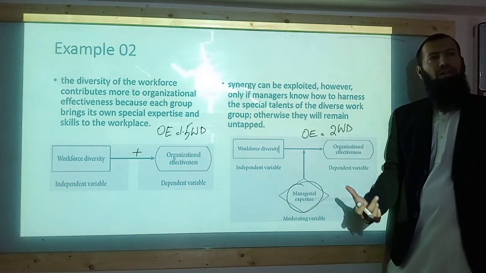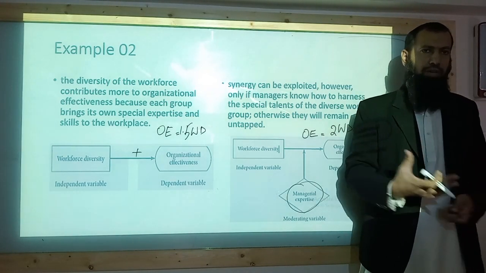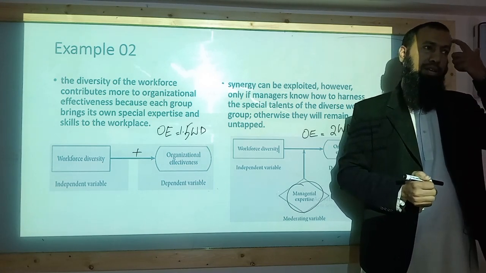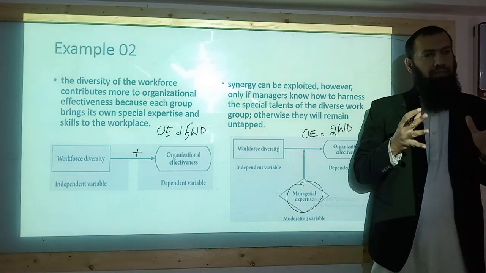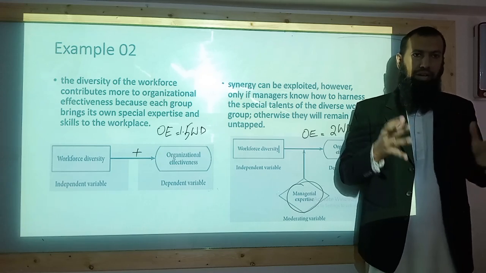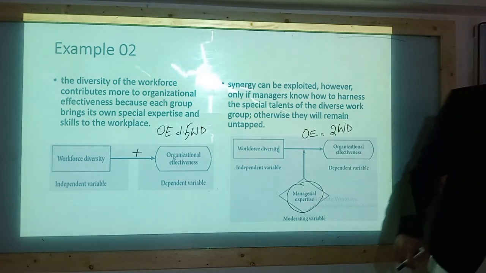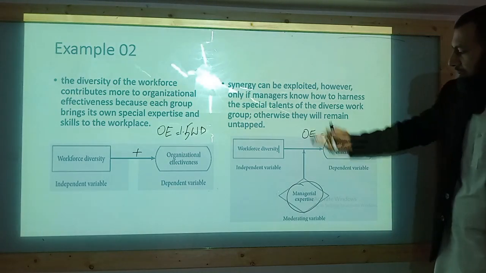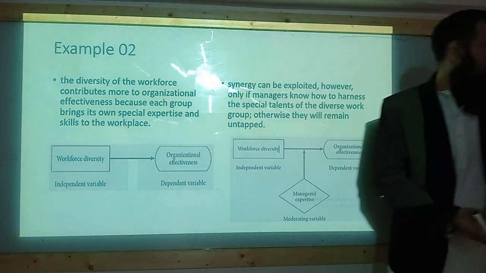So the moderating variable basically changes the existing relationship. It improves it or otherwise. So the moderating variable is very important when we want to see what are the key variables to improve the existing relationship. Any questions so far in this? Okay.